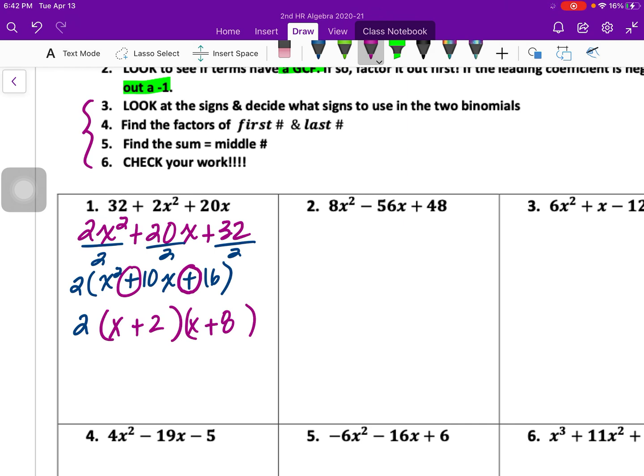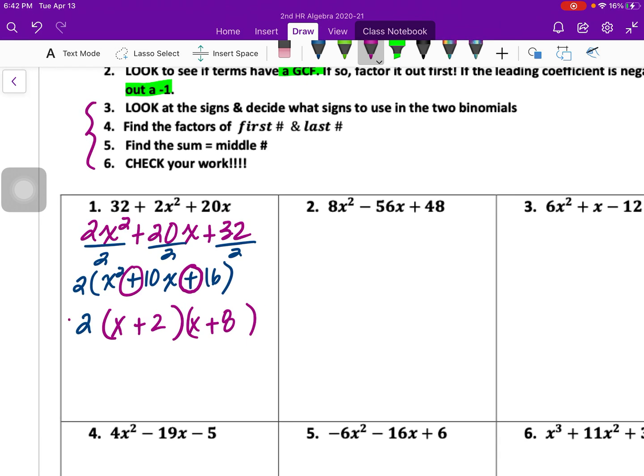And then just a reminder for step 6 where it says check your work. Just remember you would check it exactly the same way we did yesterday. You can FOIL it back together. The only difference here is once you FOIL the 2 binomials, you have to distribute the 2 back through, or you can distribute the 2 to the first binomial first and then FOIL it. But either way, when you're finished, your factored form should multiply back together to give you what you started with, or the one below it in standard form.